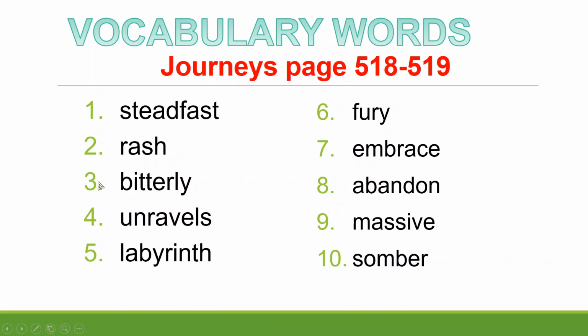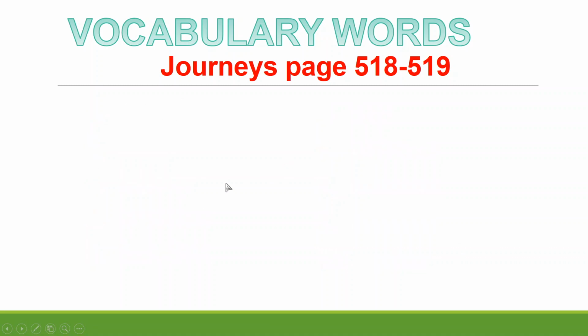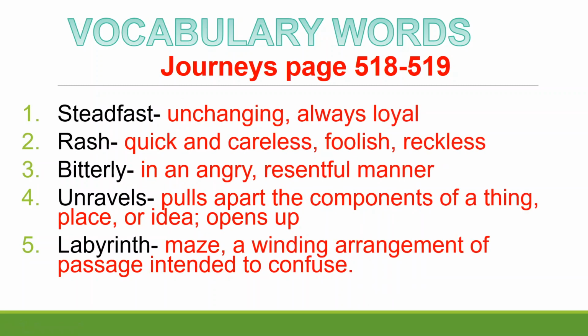Okay, so here are the words that we finished before. Now I will give you the meaning of the words 1 to 5. So steadfast, so unchanging or always loyal. So in the story, Theseus was steadfast, which means that he did not change. He is always loyal. He was always loyal in finishing his mission.